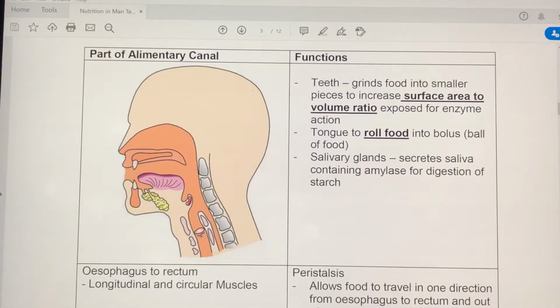This video will talk about the structures and function of the parts of the alimentary canal. We begin with the mouth. In the mouth is where ingestion takes place.